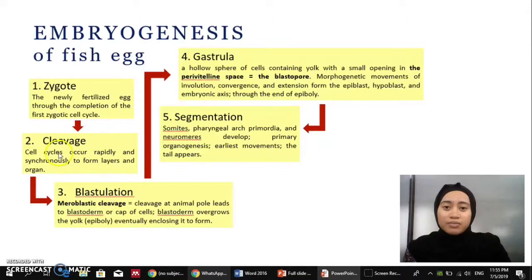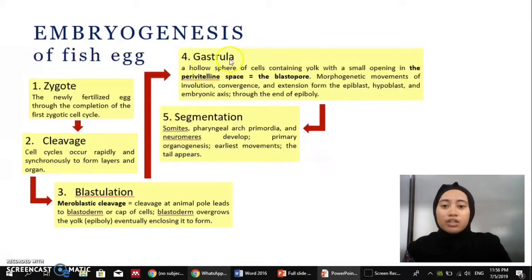After the cleavage stage, the fish egg will undergo the blastulation stage, which is in Anabas species. They will undergo meroblastic cleavage, which is cleavage at the animal pole leading to a blastoderm or cap of cells. The blastoderm overgrows the yolk by epiboly, eventually enclosing it. This means meroblastic cleavage, not holoblastic cleavage. With holoblastic cleavage, the whole cell will develop, but with meroblastic cleavage only half will develop.